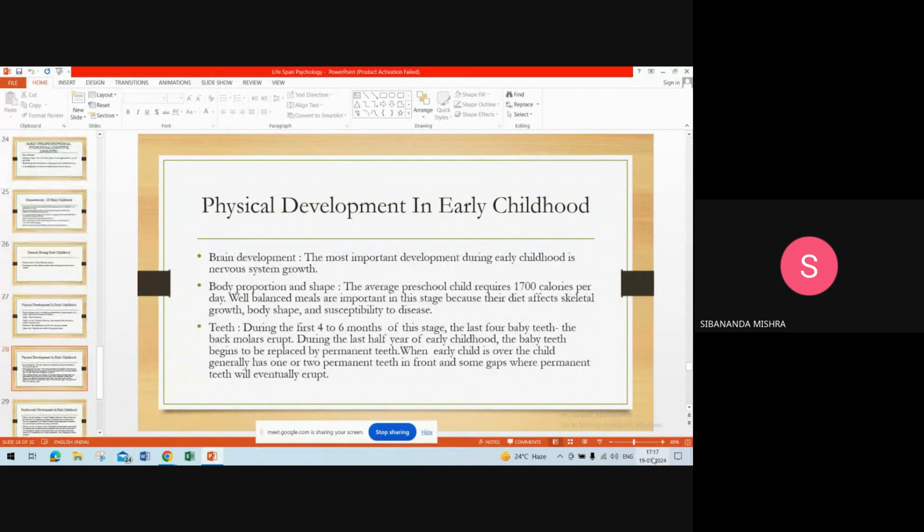Next, physical development in early childhood also includes brain development. The most important development during early childhood is nervous system growth, also developed in early childhood. Body proportion and shape: the average preschool child requires 1700 calories per day. Well balanced meals are important in this stage because their diet affects skeletal growth, body shape, and susceptibility to disease. So, as per the requirement, as suggested by doctors, you can do like that.